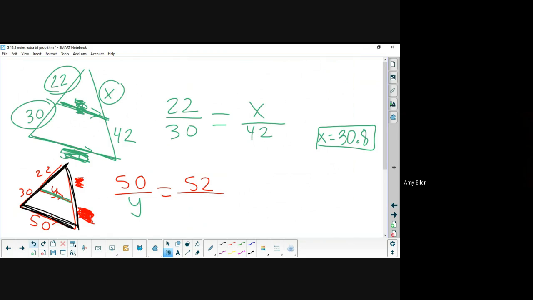Back to the small triangle. That side is 22. Big triangle, big triangle, the whole thing, little triangle. Cross multiply to find y.